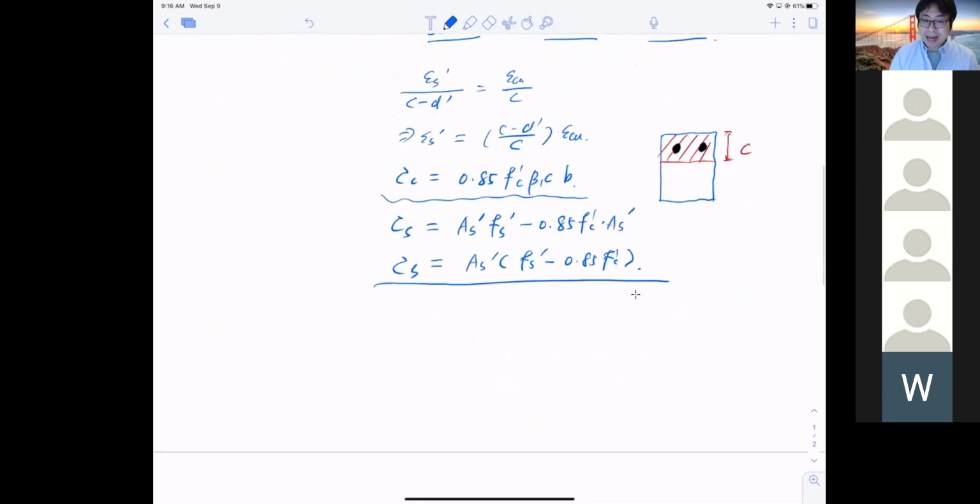Okay, so once I have the compression from the concrete and compression from the steel, now Fs prime, the stress in the compressive reinforcement, has to be recomputed in terms of Young's modulus Es multiplied by epsilon s prime. Okay, but we have to make sure this is smaller than Fy. Why do we want that? We don't want the compressive reinforcement to yield.